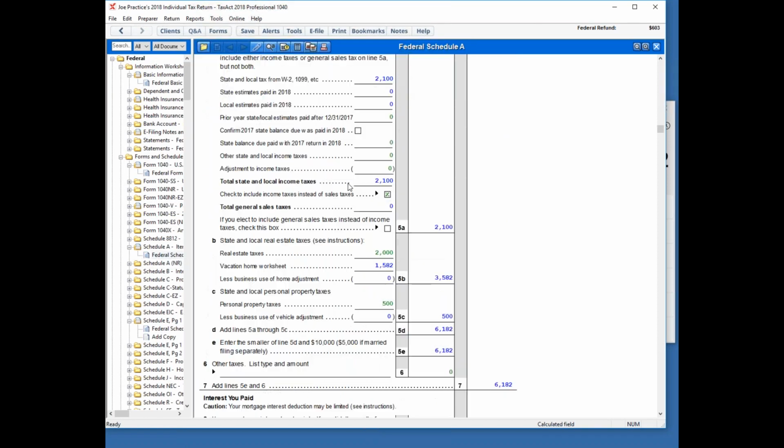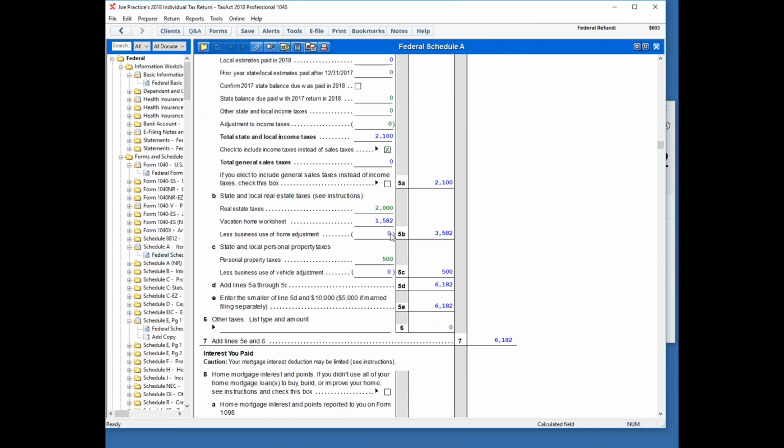The tax software is good, but it's not great. If you wrote down the numbers as we were doing it, the vacation home worksheet adjusted just fine, just as it should have. It's now at 1582. Great.